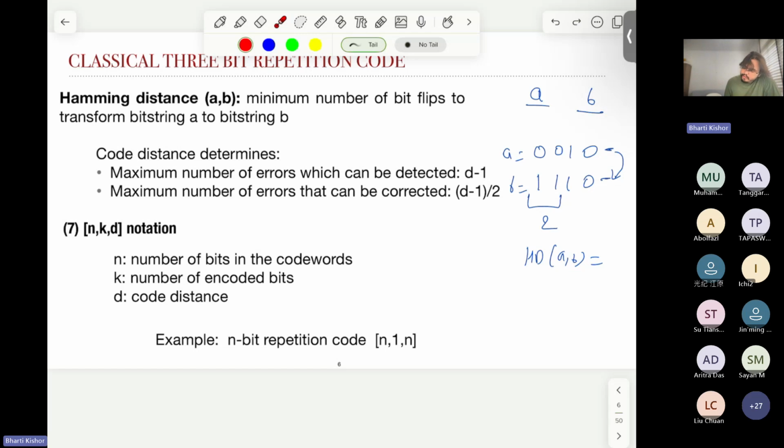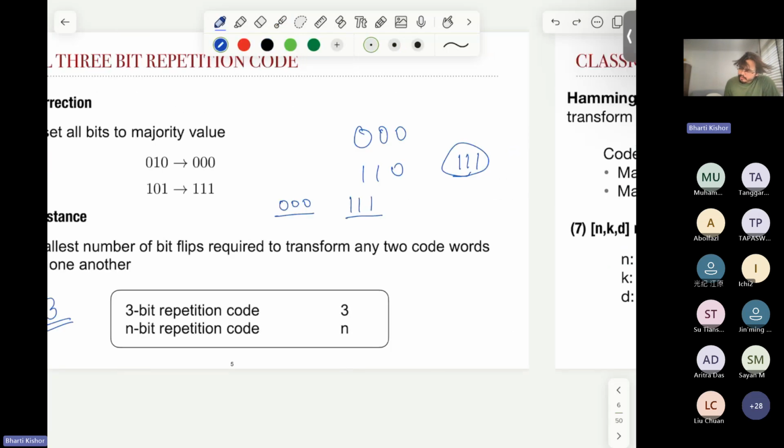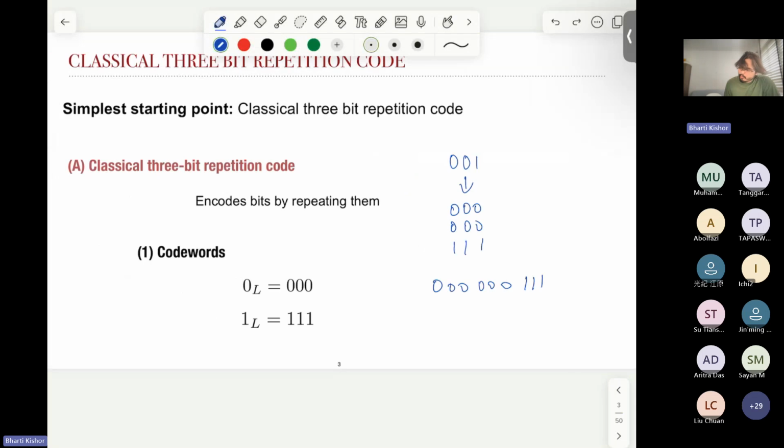Okay, so we have talked about a few things. We have talked about the notion of code words, and we are taking n equal to 3 bits and using them to encode 1 bit.